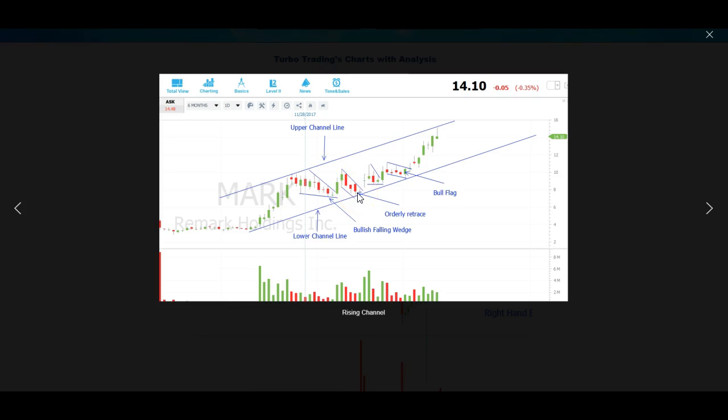Now, if you take this chart on your laptop and put it in front of the mirror and then stand on your head and look in the mirror, you'll see what a bear flag looks like. I'm just kidding, of course.